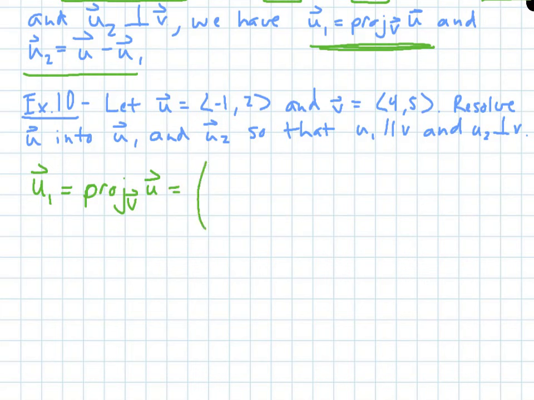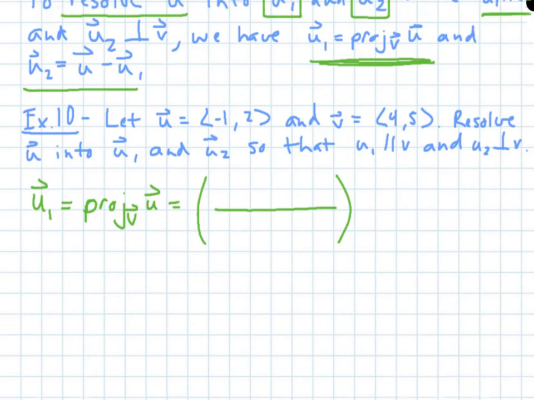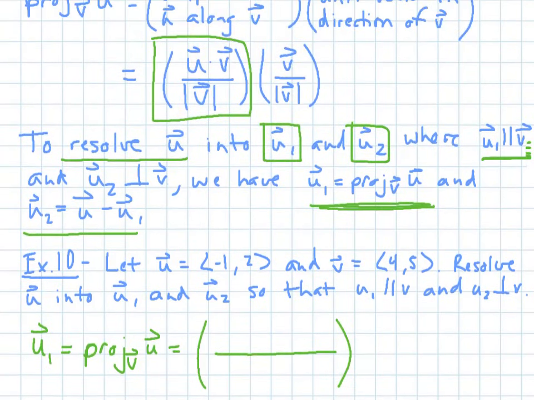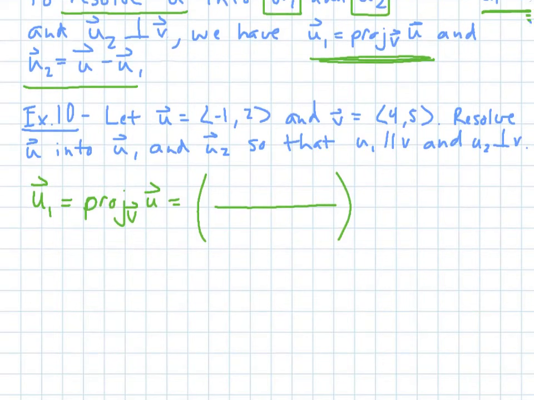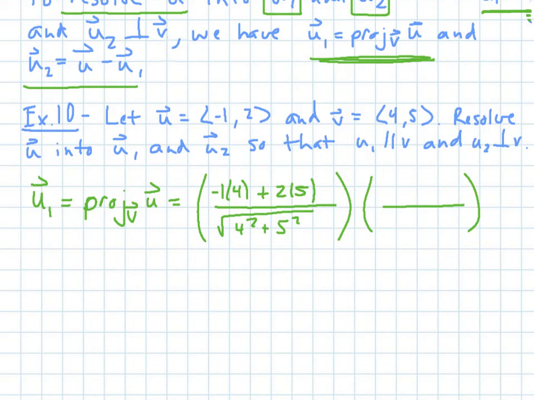Okay, so like our formula said up at top, we want to take the dot product of the two vectors and then divide that by the magnitude of vector v squared. So the dot product would be -1 times 4 plus 2 times 5. And then the magnitude of v would be 4 squared plus 5 squared. Now the other one, you just have the vector v, which is 4 comma 5, and doing the same thing, you are finding the magnitude, so 4 squared plus 5 squared.